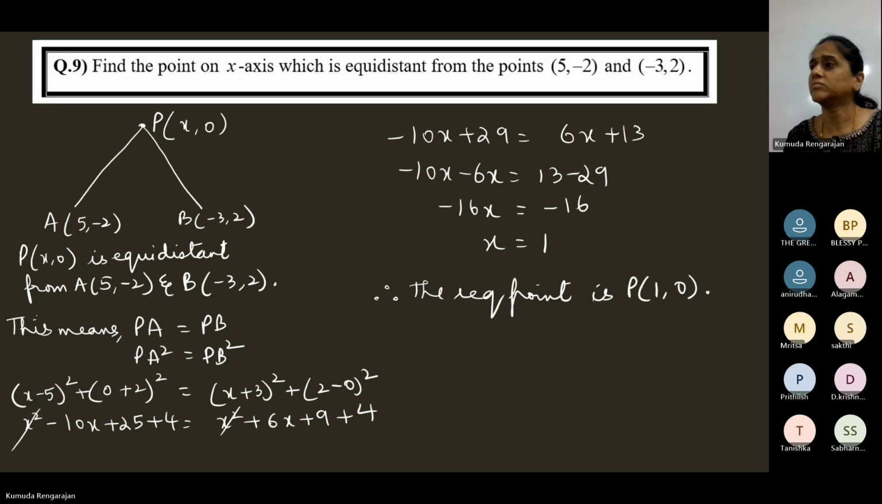If you, online children, completed this one? Yes, ma'am. Yes, ma'am, completed. Yes, ma'am. Okay. Found your mistake, Jayavashni? Complete and tell me.